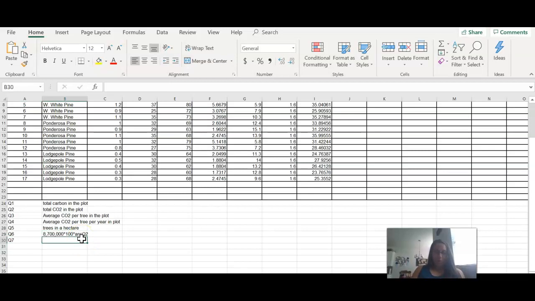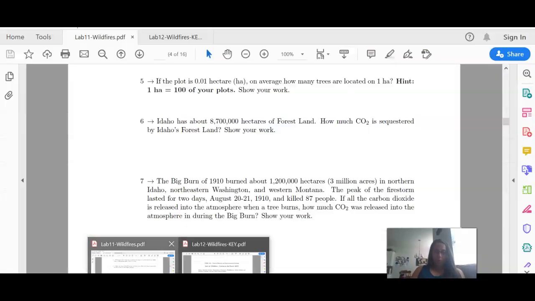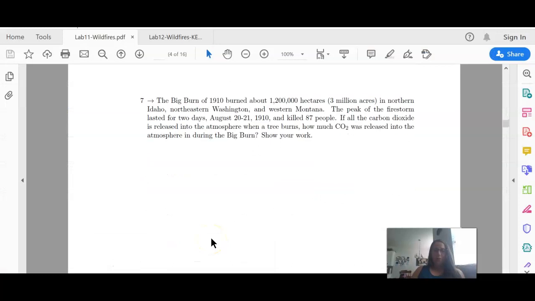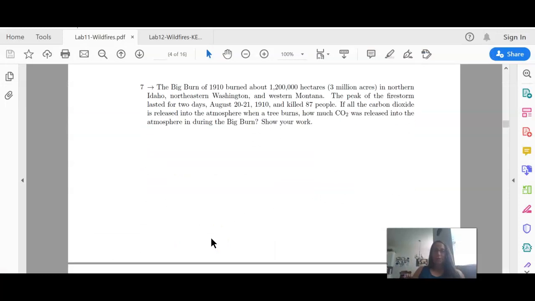Question 7. So the big burn of 1910 burned about 1,200,000 hectares, which is 3 million acres, in northern Idaho, northeastern Washington, and western Montana. The peak of the firestorm lasted for 2 days, August 20 and 21st of 1910, and killed 87 people.